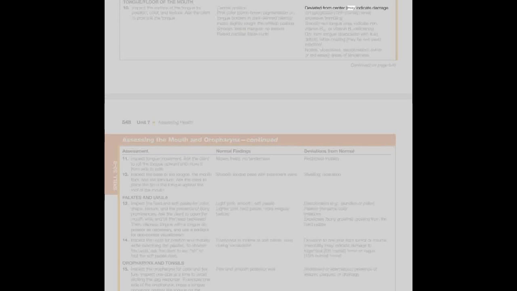Deviated from center, may indicate damage to hypoglossal, 12th cranial, nerve. Excessive trembling. Smooth red tongue may indicate iron, vitamin B12, or vitamin B3 deficiency. Dry, furry tongue, associated with fluid deficit. White coating may be oral yeast infection. Nodes, ulcerations, discolorations, white or red areas, areas of tenderness. Inspecting the buccal mucosa using a tongue depressor. Inspecting the back teeth.